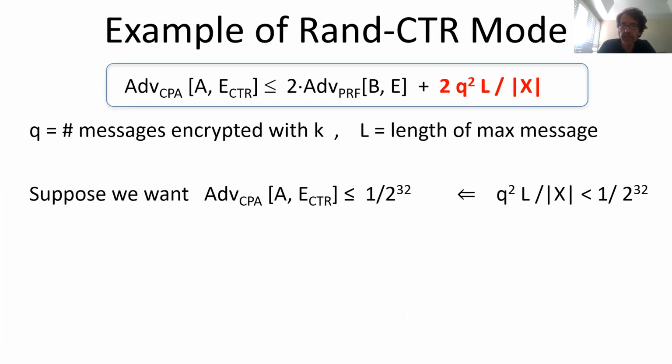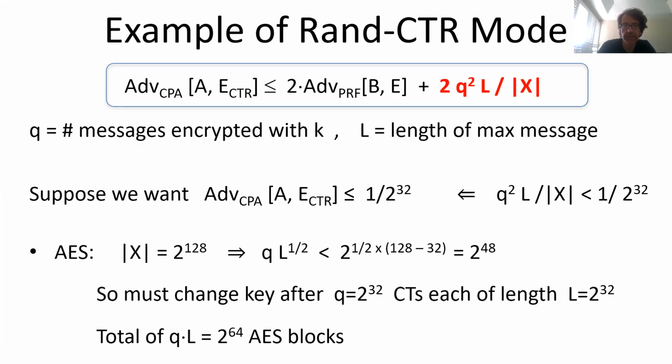And a practical implication of this is that, if I want, say, 1 billion probability that the attack will happen, with AES, which has 128-bit blocks, so the space from which I'm sampling randomness has this many elements, then take the square root of both sides. This will give you Q times the square root of L.